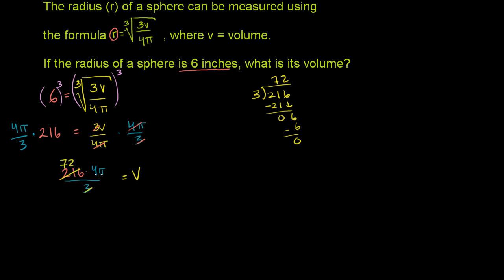So it's 72 times 4 pi is equal to the volume. It's going to be in cubic inches. So 4 times 72. 4 times 70 is 280. And then you have 4 times 2, which is 8. So it'll be 288 pi cubic inches. That's our volume. And we're done.